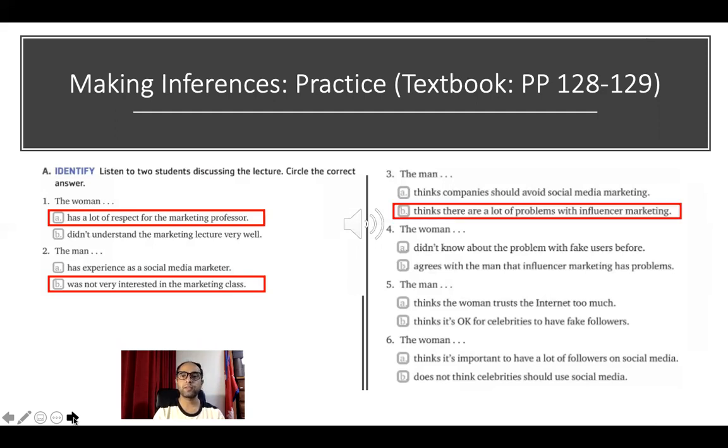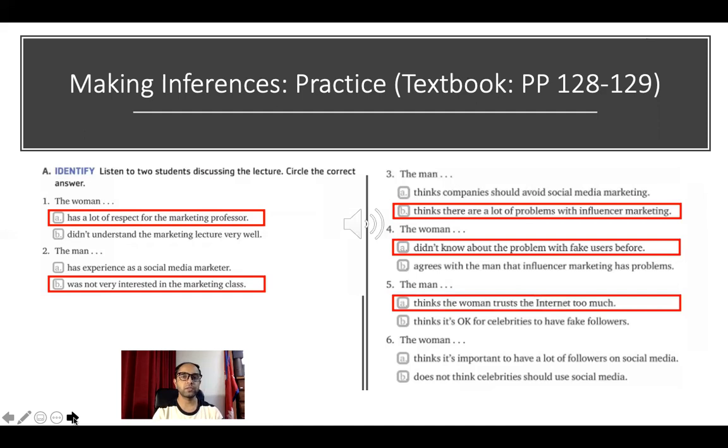Number 3, the man thinks there are a lot of problems with influencer marketing. Actually, he gives the fake account percentage also, okay? Number 4, the woman didn't know about the problem with fake users before. Yeah, she thought everything in the followers account is true, but there are so many fake followers. Number 5, the man thinks the woman trusts the internet too much. Yeah, the man actually asks, do you believe everything in the internet? That means his tone of asking makes it like, yes, you believe everything in the internet.